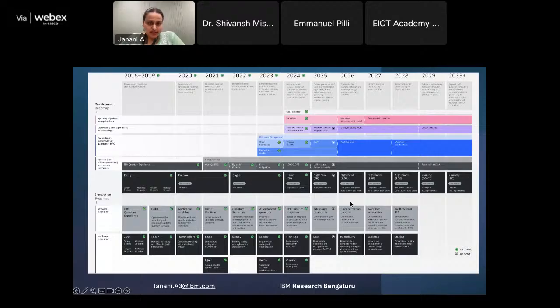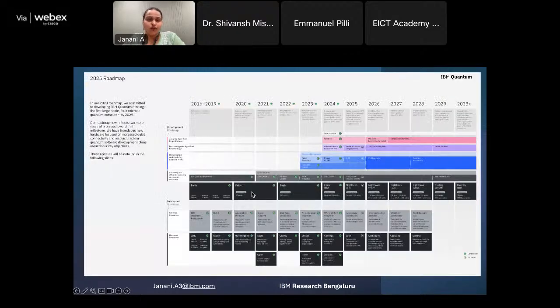Then we have more targets, right? I will discuss this further. So now let's look at the hardware innovations in a little bit more detail.